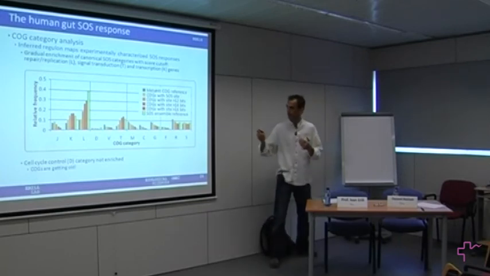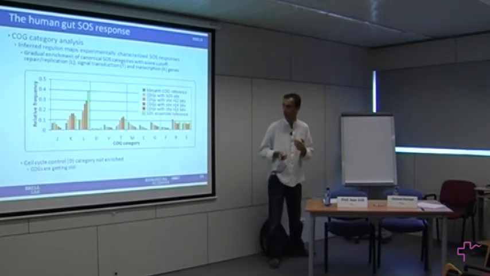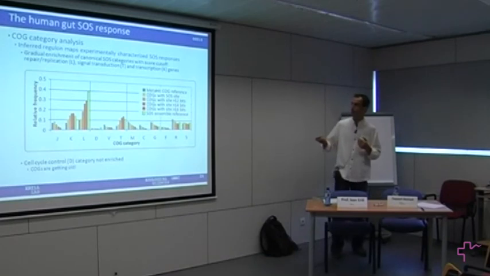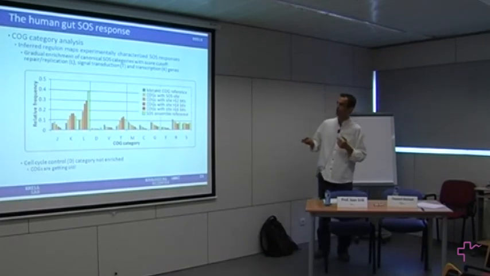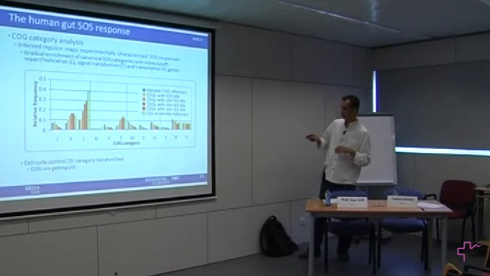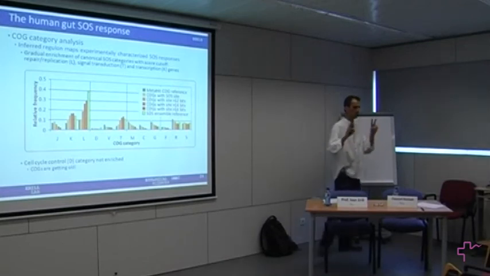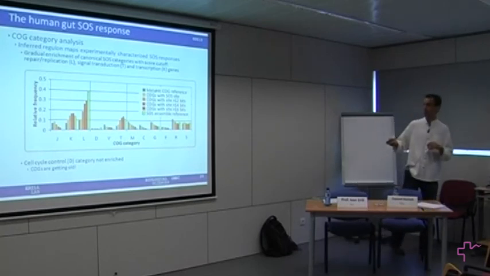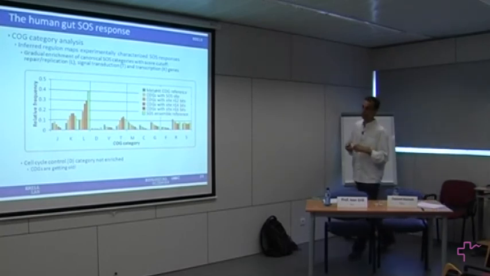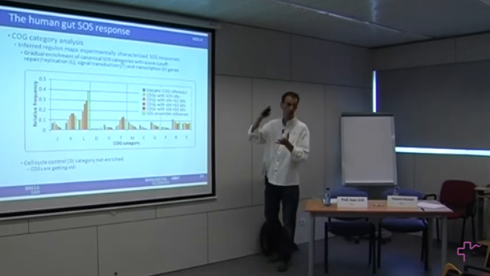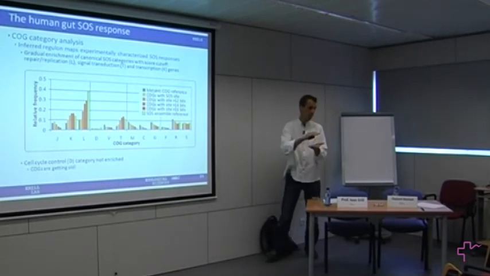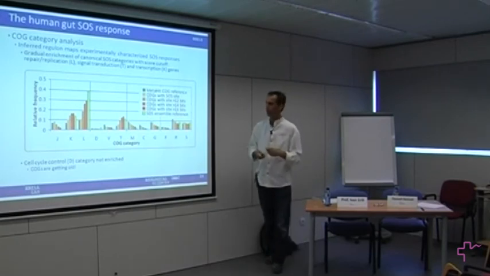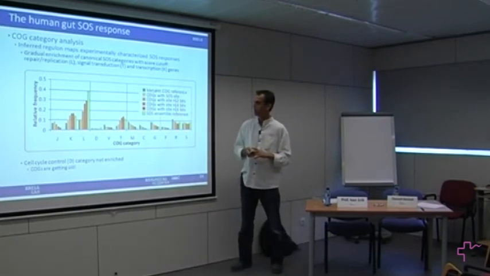That happens for everything but D, which is cell cycle control. So we saw everything we wanted to see. We saw L, which is DNA repair, obviously. T, which is transduction, and what's the other one that's enriched? K, which is transcription. So those are three expected things. We also expected to see cell cycle control because the SOS response is known for controlling cell replication, stopping it before you have repaired the damage.